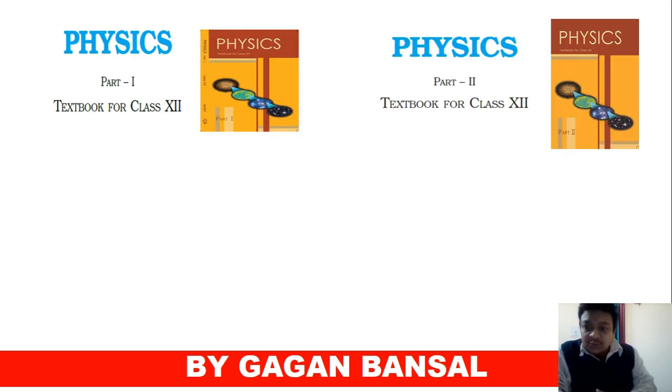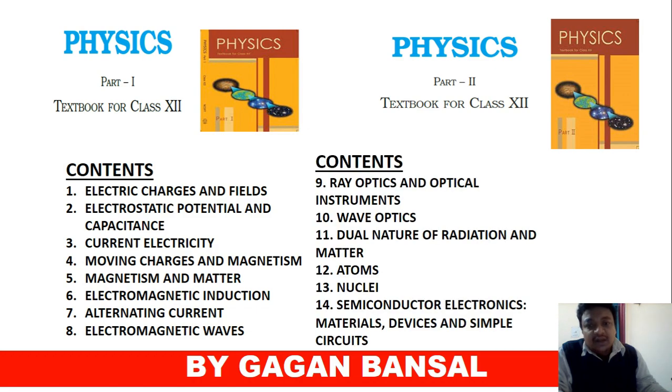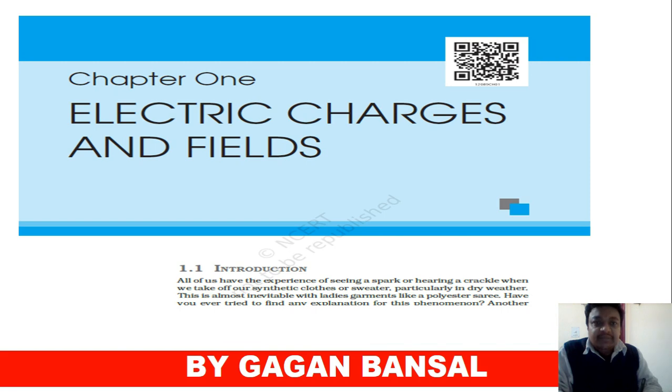So let's start. As you know that in your class 12 physics, you have two parts, part 1 and part 2. So in part 1, you have 8 different chapters. In part 2, you have 6 different chapters. So content is given to you. The book is already with you. So what I am going to do is I am going to start with unit 1, that is the electric charges and field.